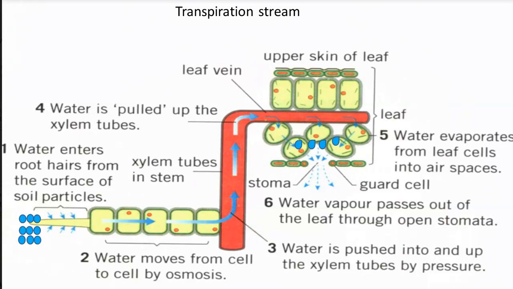These pictures explain how water is transported from roots to the leaves. We will follow the steps. First, the water enters the root hair cells from the surface of the soil particles. From the soil, the water enters the root hair cell.